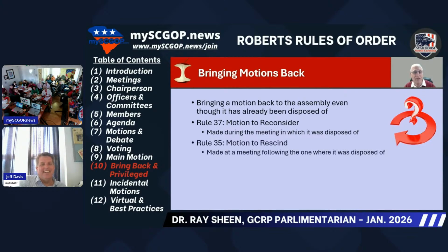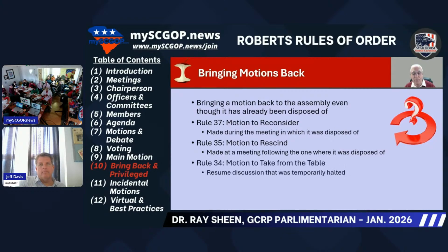Another motion is the motion to rescind or repeal and amend a motion that previously passed. This is used to undo a previously approved motion. This is discussed in Robert's Rule 35. This is a motion to undo or replace a motion that passed at a previous meeting. The motion requires a second. It is both debatable and can be amended. This motion typically, though, requires a 2/3 majority to pass.